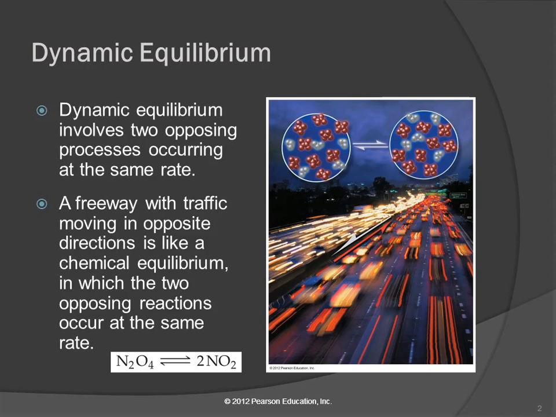The example here is given by this little reaction. Dinitrogen tetroxide will decompose into nitrogen dioxide, but two nitrogen dioxides can combine to form dinitrogen tetroxide. This is an equilibrium, and we signify that by having this double-headed arrow, or half arrows pointing in each direction. Not sure what the exact name of those is.